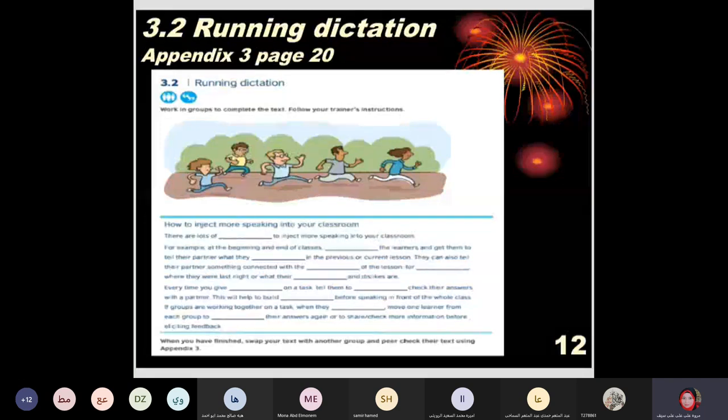So has any one of you ever tried running dictation in the class with his learners? No? It's new to you? Yeah, I know. Would you promise to try it with your learners because it has a lot of fun? It is fun, and it is also a good way to motivate learners to get them to pay very good attention to everything.